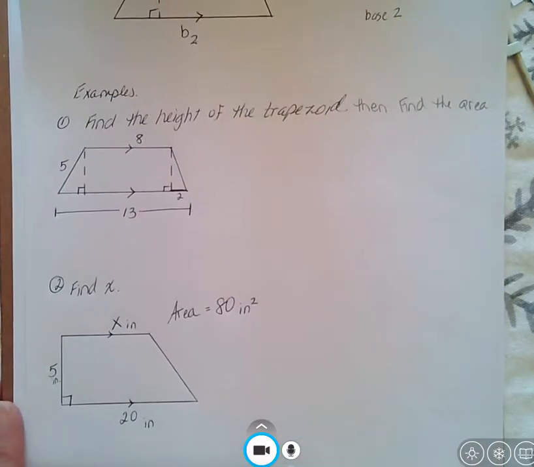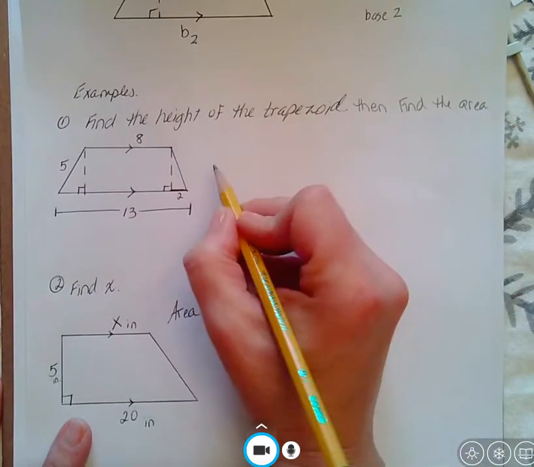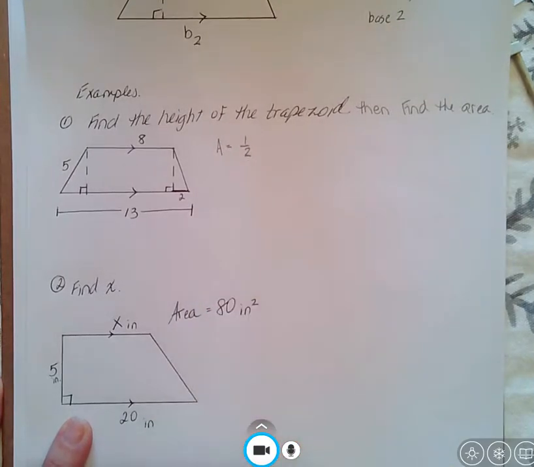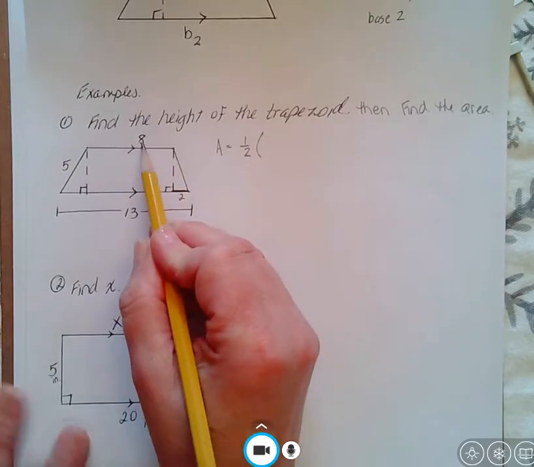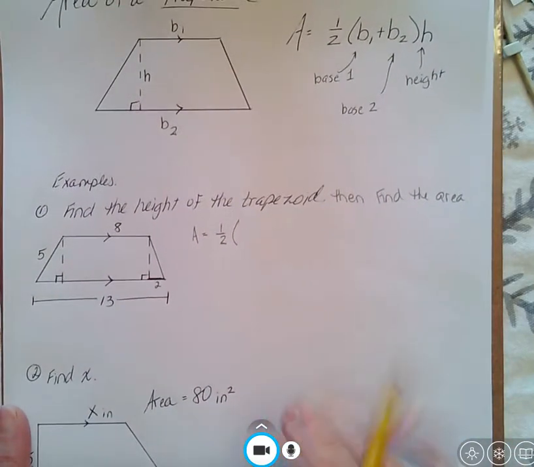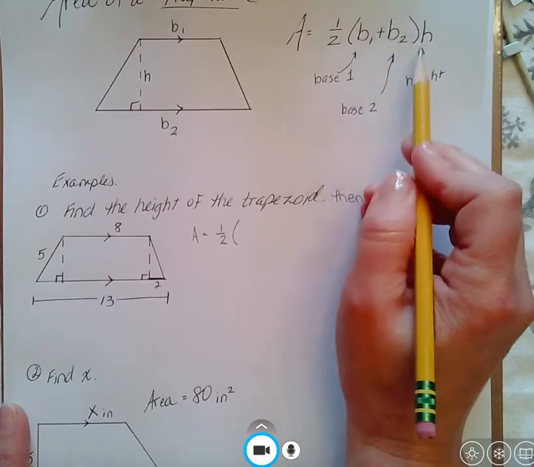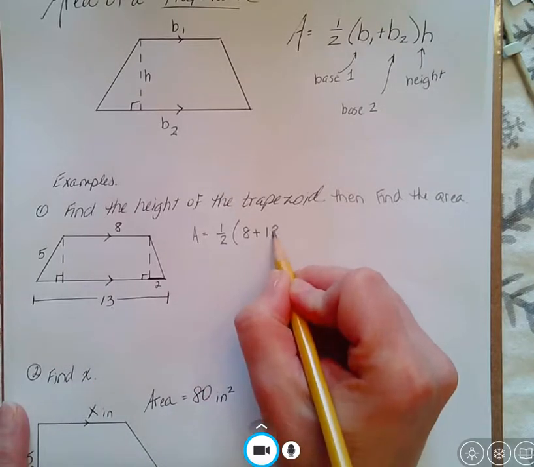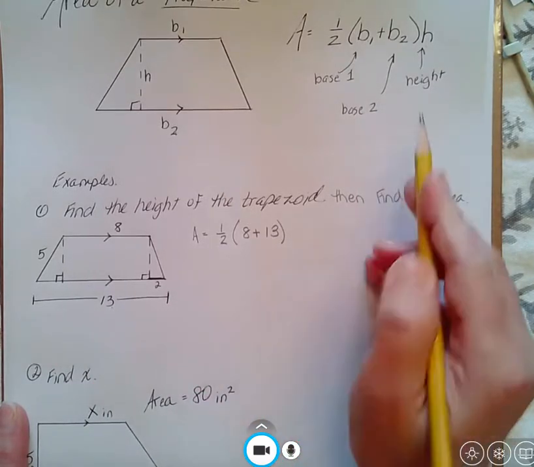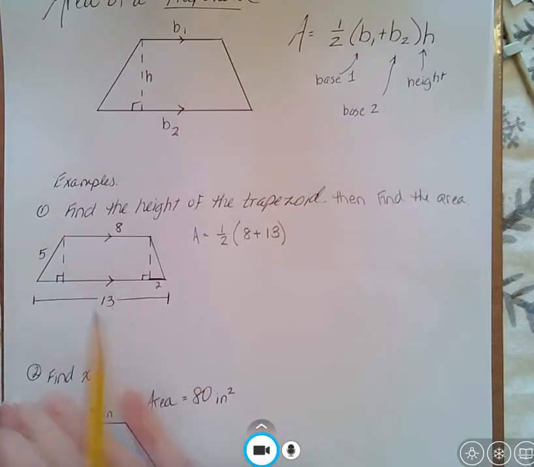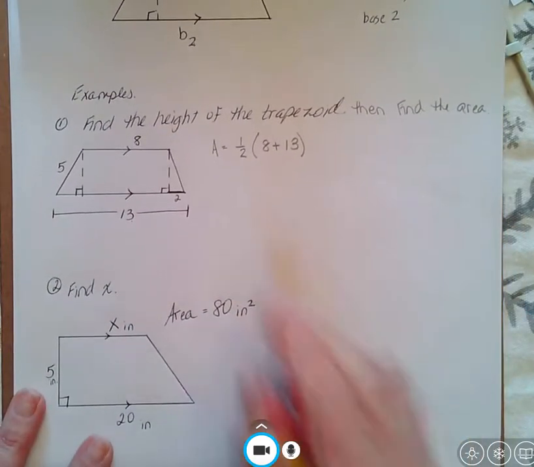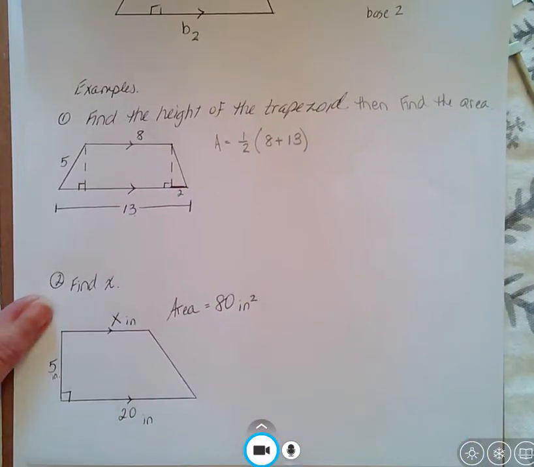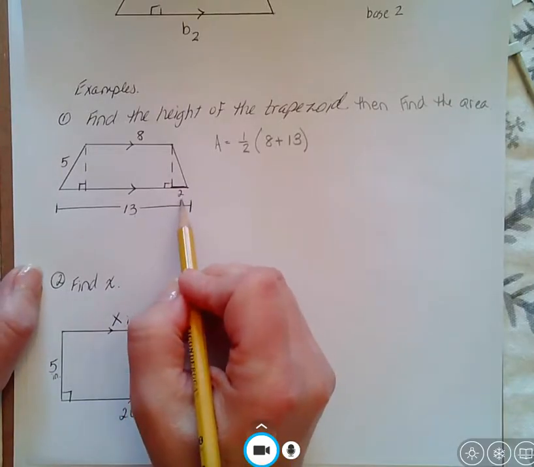We need to find the height, okay? Because in order to find the area of the trapezoid, we are going to multiply 1/2 base 1 plus base 2 in parentheses times my height. I don't have my height, so now I'm going to figure out my height. So that's why it's telling us first find the height, and then we're actually going to go ahead and find the area.